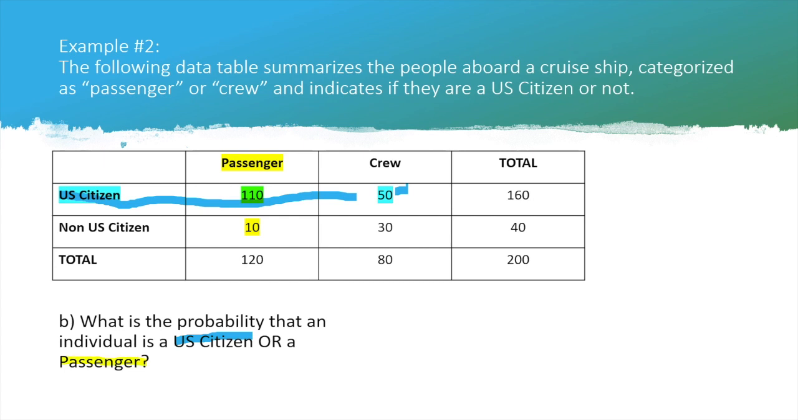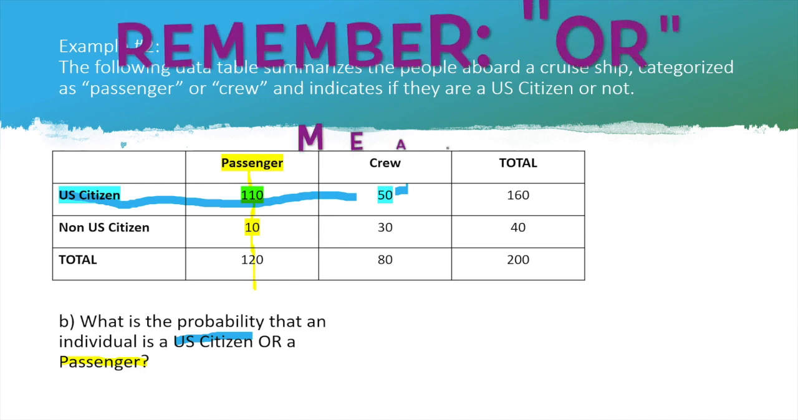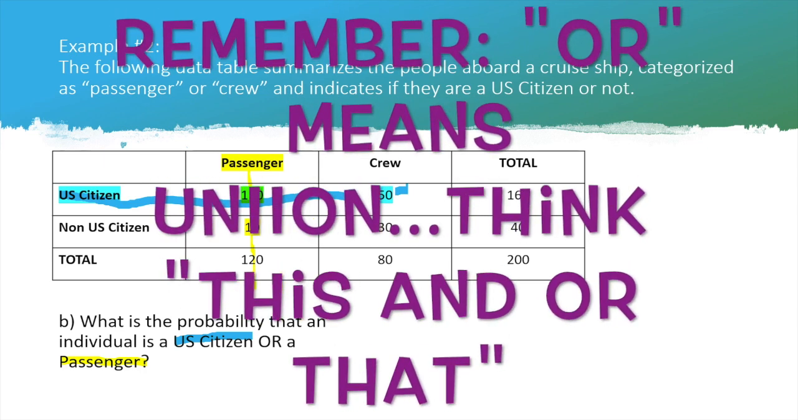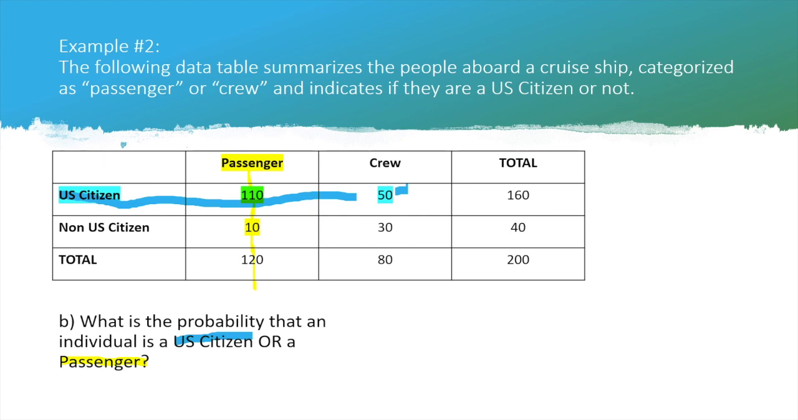And so passenger would be these guys that go this way, right? And where they intersect, we get blue and yellow. That's going to give us the green. You want to count up, not the totals, but what is in the boxes here, and add them together, because remember, in an or problem, they can be a US citizen or a passenger. And remember, when you have an or problem, you're supposed to think in your head, okay, that means a US citizen and/or a passenger.